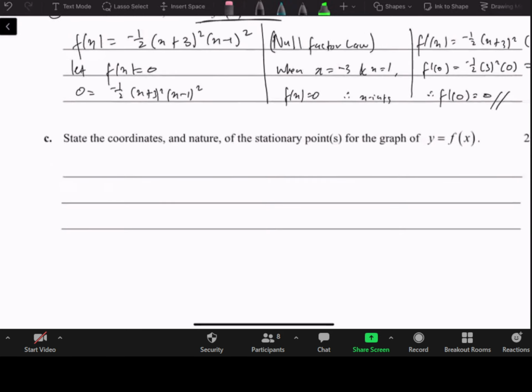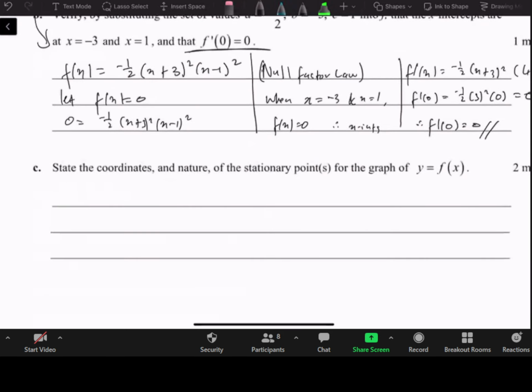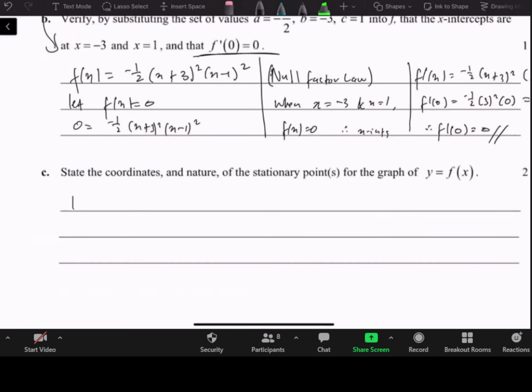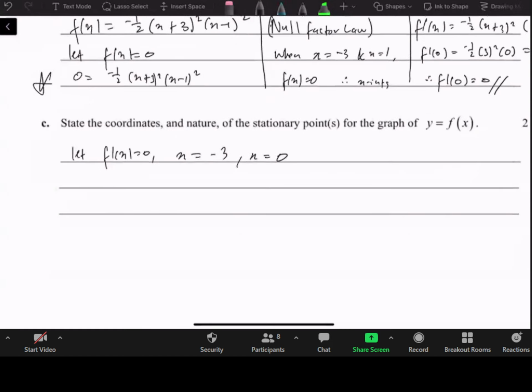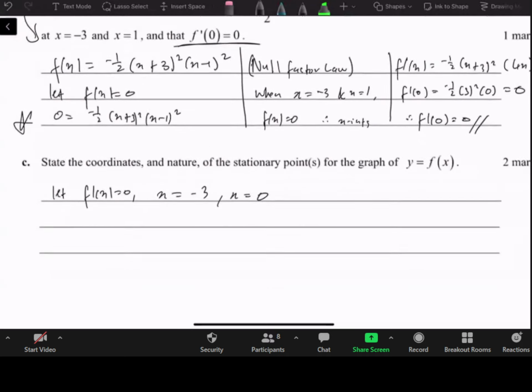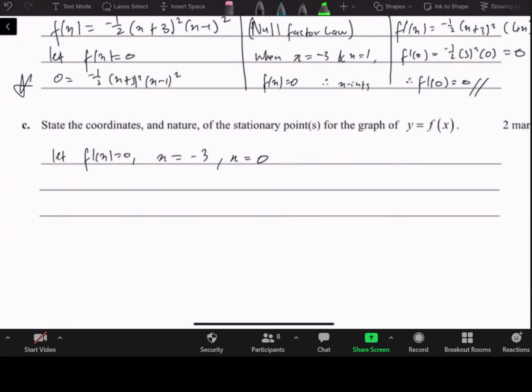So say the nature of the turning points for y equals f(x). To find stationary points, just let f'(x) equal 0. And from this question, we can tell easily that it's x equals negative 3, x equals 0. So to tell the nature of the stationary points, I think for 1 mark, you can pretty much just write what they are. So you would do that by looking at your CAS. So just graph the function of f(x). So at x equals 0, it's local max. X equals negative 3, it's point of inflection.